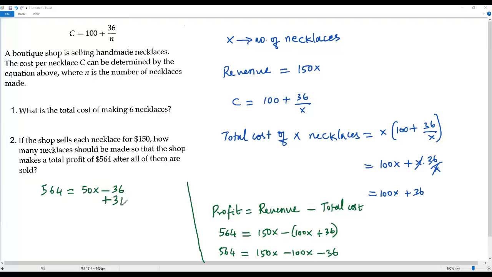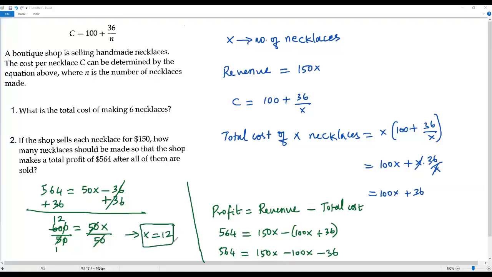Let's add 36 to both sides. So negative 36 plus 36 will cancel out. When I add 564 and 36, it will be 600 equals 50x. To solve for x, I have to divide both sides by 50. This 50 will cancel out. And when I divide 600 by 50, the 0 will cancel. 5 goes into 5 one time, 5 goes into 10 two times. So I get x equals 12.